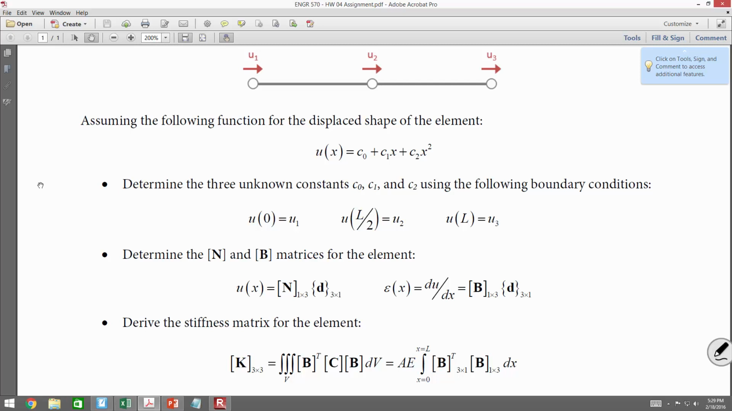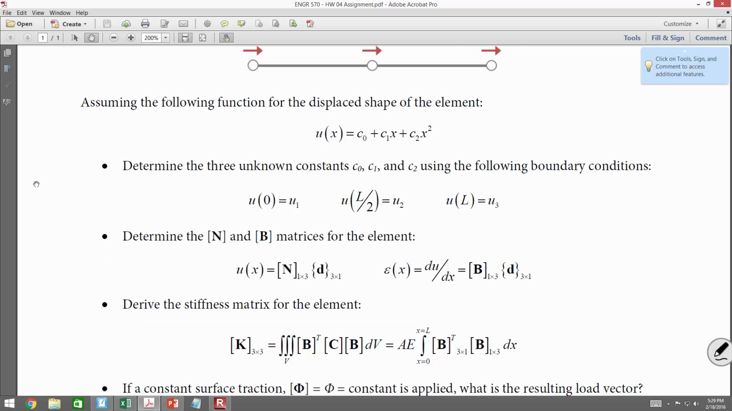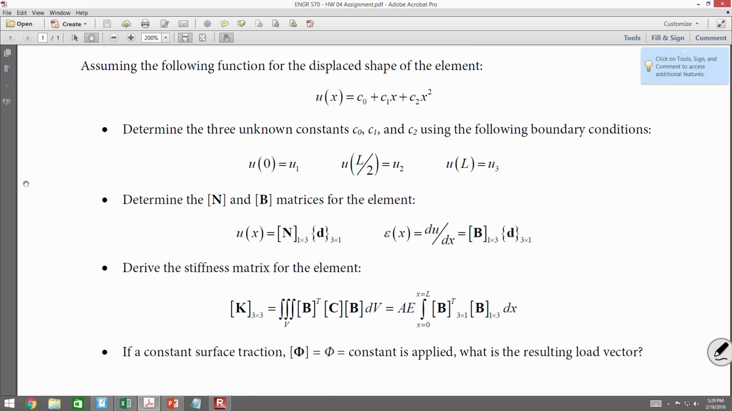Now, the one thing I didn't give you, and I want you to think about it for a little bit, is this last point. If a constant surface traction is applied, what is the resulting load vector? And I want you to think about that. And based on the derivations we've done before, I think you should probably be able to reason how you need to do this one, and you'll get a similar pattern as well. Okay? Is everybody all right with this?